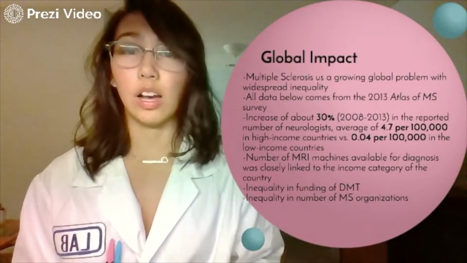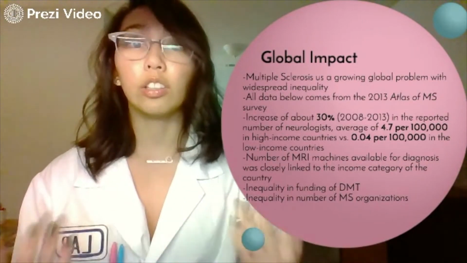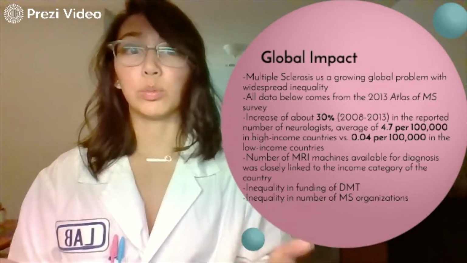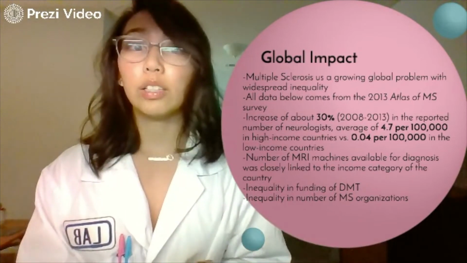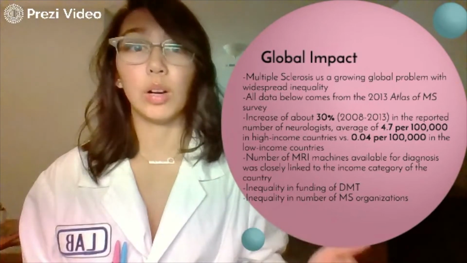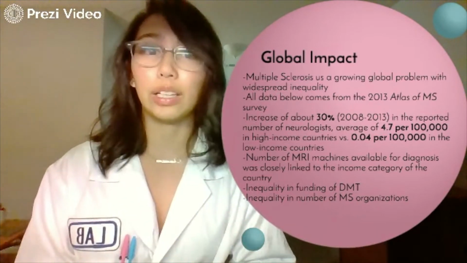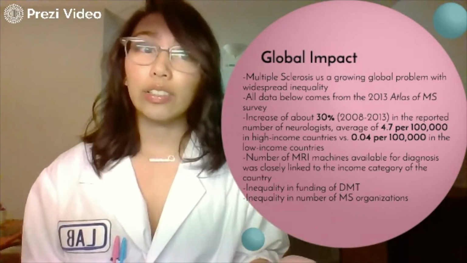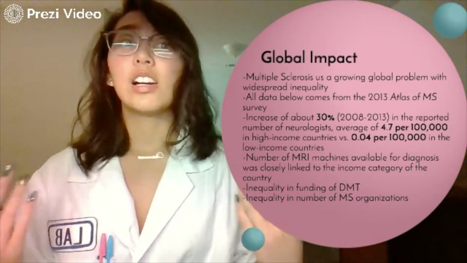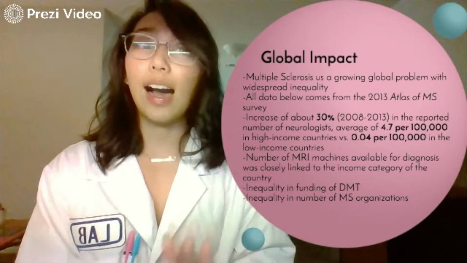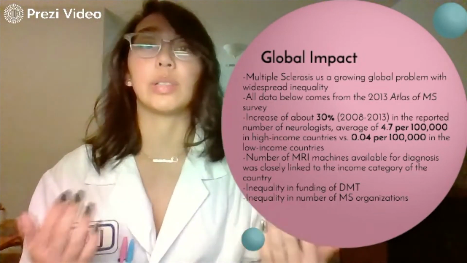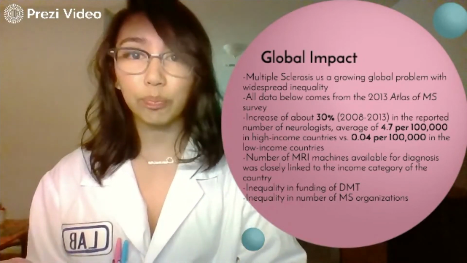And so, speaking of developing countries, the global impact is extremely important to understand. However, information on MS worldwide is scarce. One thing for sure is that MS is a growing global problem and there is widespread inequality between high-income and low-income countries. Yes, there is an increase in neurologists, MRI machines, and funding in MS organizations. However, this is only in high-income countries, while in developing countries, these numbers are extremely low or even zero.